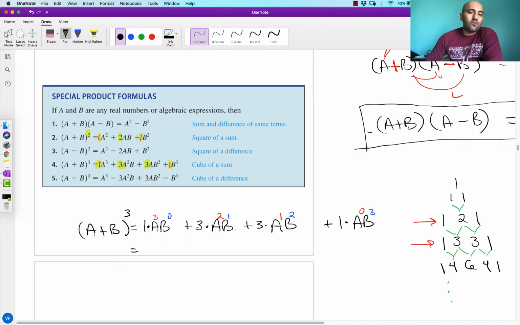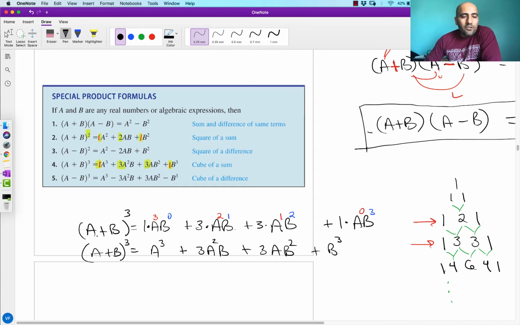1 times anything, we usually don't write the 1. b to the 0 power is just a 1. So hopefully it's clear that that's just going to be a cubed, plus 3a squared b, plus 3ab squared, and plus b cubed. And that's how we get this. So that's another very popular multiplication. It's a nice little pattern to establish.